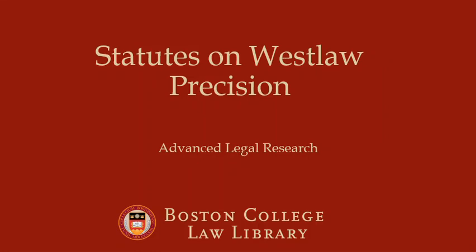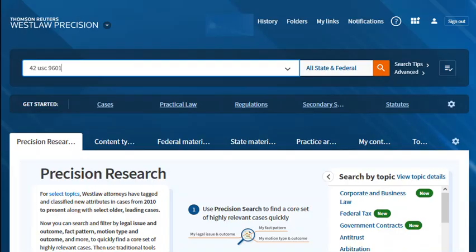Statutes on Westlaw Precision for the Advanced Legal Research course at Boston College Law School. If you have the citation to a statute, the quickest way to get there on Westlaw is to type it in the Westlaw search bar. This can be done from any Westlaw screen since Westlaw recognizes citations and will pull up the document cited.